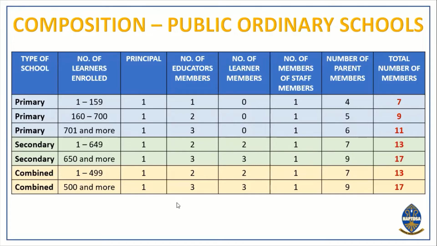So primary schools, there are no learner members because we do not have RCLs in the primary schools. Staff members of staff in all situations is 1, regardless of the type of school or the number of enrollments. The number of parents varies from 4 to 9, and then the total varies from 7 to 17. So you need to have a look at your type of school and your learner enrollment to decide how many educator members need to be elected to your SGB and the number of members of staff, your non-educator staff, because that is what you primarily as educators and principals will be interested in. It's just good to know the number of parents to have that knowledge.